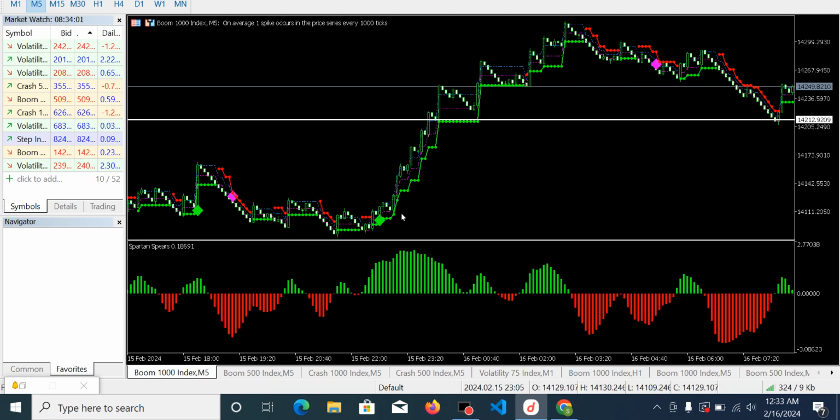Green dotted lines are uptrend signals. It means that the market is on uptrend at this point, and the only thing I expect you to go for is a buy signal. This green diamond shape is what signifies the buy signals, while the magenta colored one is a sell signal. Okay, so that is it.